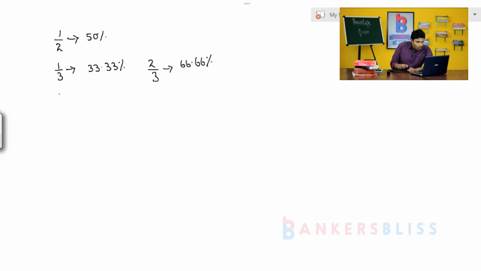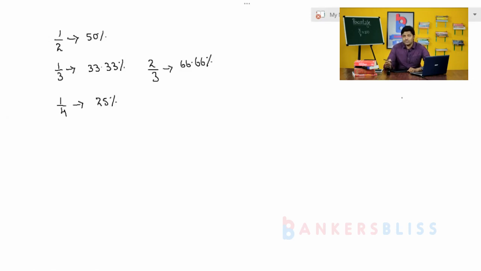Okay. Next, 1 by 4 means how many percentage? 25 percentage. See, these values are very, very important. To solve the problems in data interpretation, you should know these values. If you know these values, then it will be very, very easy for you to convert the fractions into percentage form.